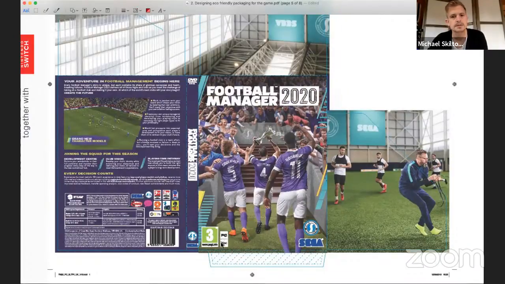We say that this particular item is designed for PC and Mac, that we've got a PEGI rating or age rating of 3. And then here we've got the spine, where we include all of those main details as well, so that if it was on a shelf, you'd be able to access and see that information.